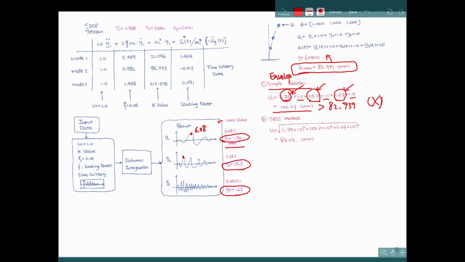So we transfer to another method called SRSS, the square root of the summary of the squares. We square each value, add them together, and take the square root. The result is much closer than the simple addition method. It is quite near to the exact value from the whole time history calculation. So this is what we mean by SRSS, square root of the sum of the squares.